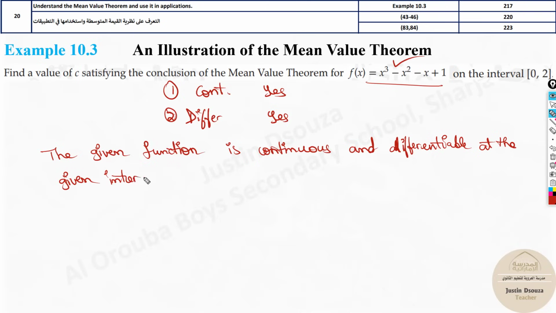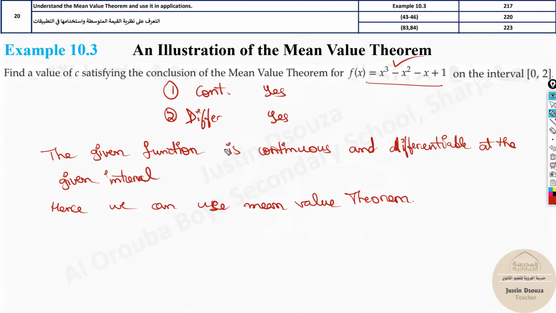Why I'm writing this is because in the exam it will be required. It's better you write this out. Okay, write this statement. This is a polynomial function, and polynomial functions are differentiable throughout all real numbers from minus infinity to plus infinity. So yes, at this interval it is differentiable and continuous. So that's done. Hence we can use the mean value theorem. Okay. Now these are the statements.